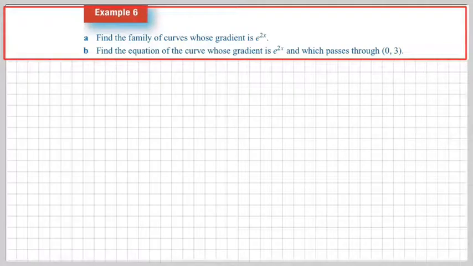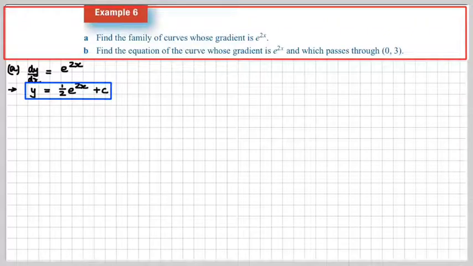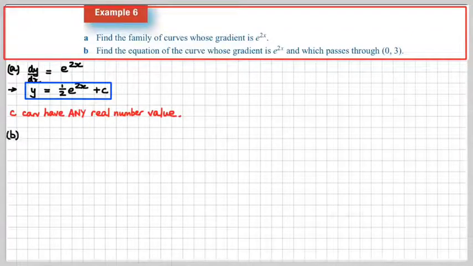We've got to find the family of curves, aka the general solution, that's all that means, whose gradient is e to the 2x. And then we have to find a specific solution which passes through a point on the original curve, we'll call it y. So part A, I'm calling dy/dx e to the 2x, and therefore I'm going to anti-differentiate that, and I'm going to get y is a half of e to the 2x plus c. That's the general solution. Don't leave the c out, otherwise you're wrong. Yes, it can have any real number value.